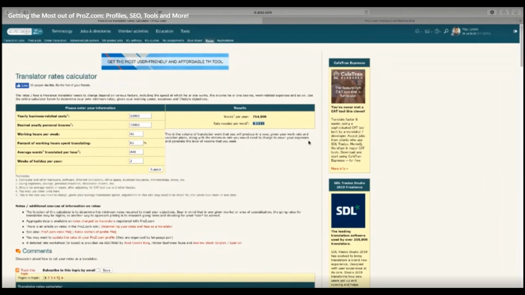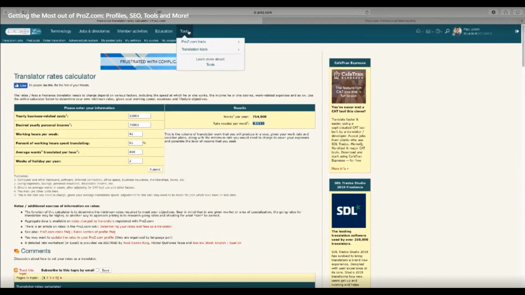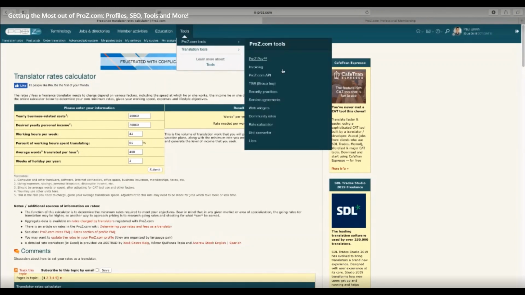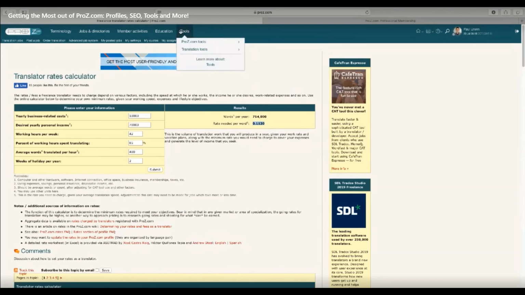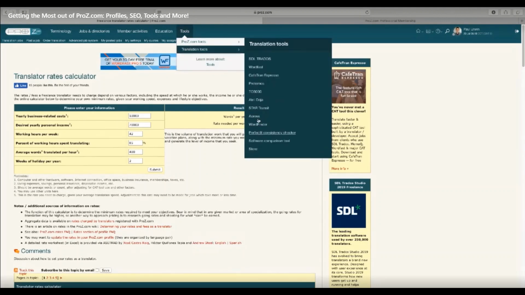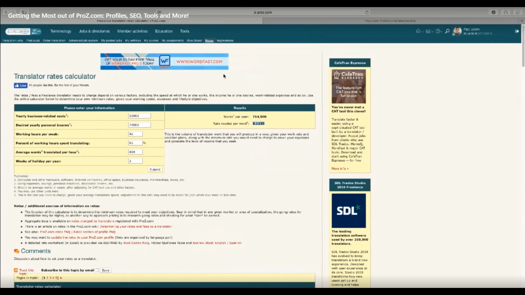So again, this is just all about giving you an idea about understanding the numbers that are working in your business. It's really, really important to understand the numbers and to understand how everything comes together. So that's under tools, Proz.com tools, and the rate calculator. Take a look at that. Finally, under tools, we have the translation tools, so all of the CAT tools there if you want to have a look at a specific one.